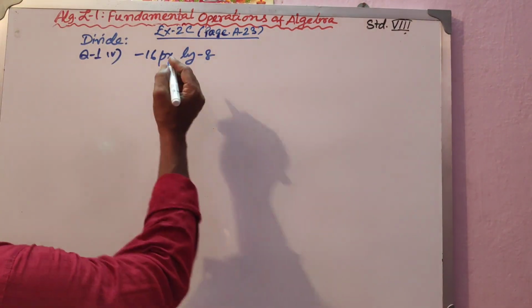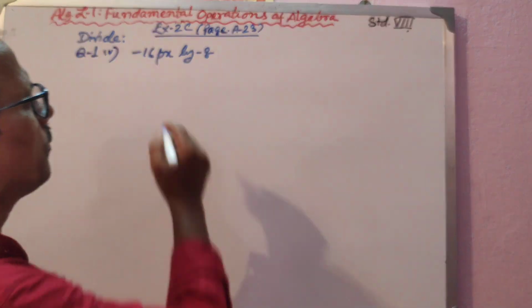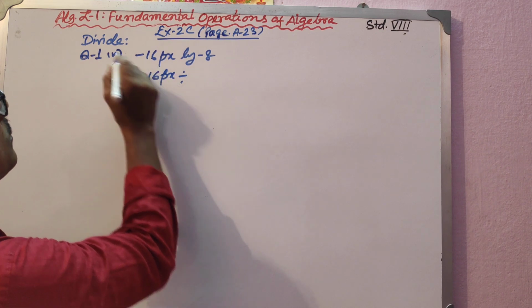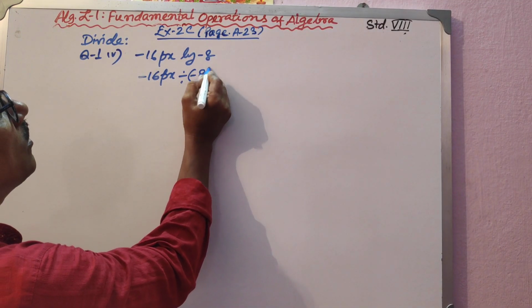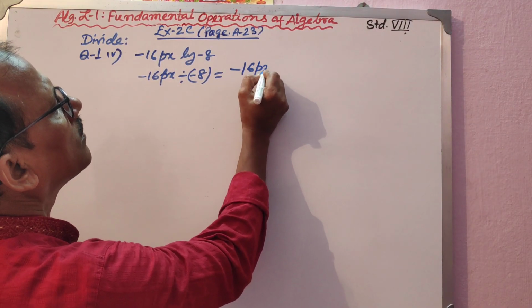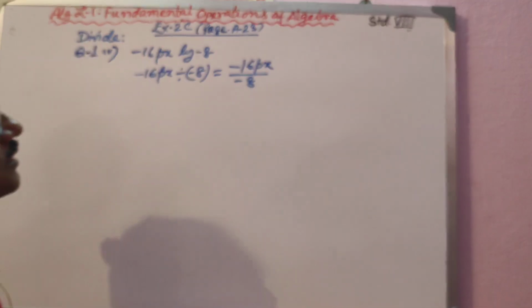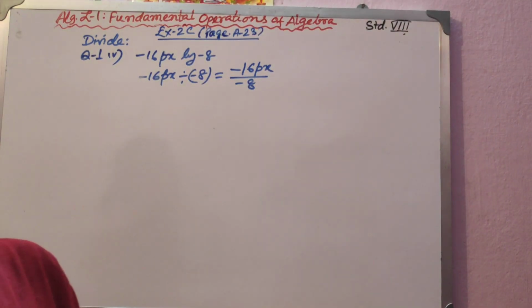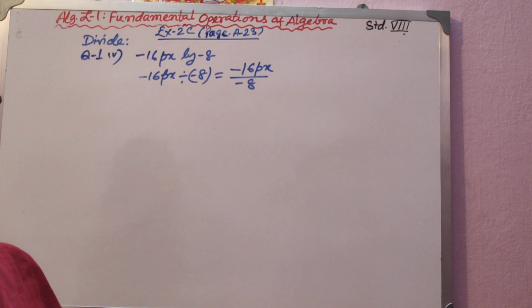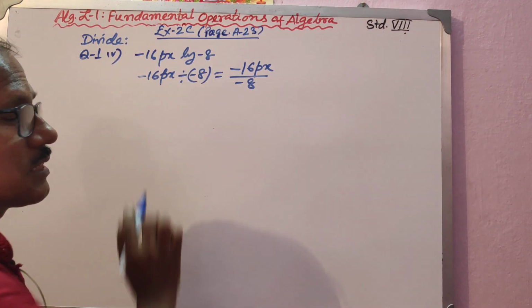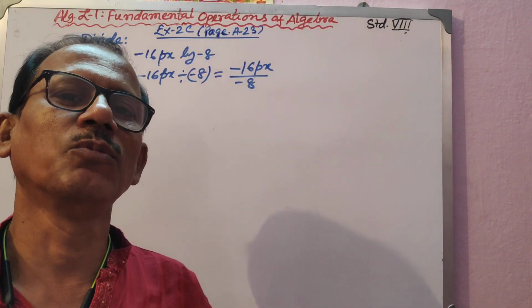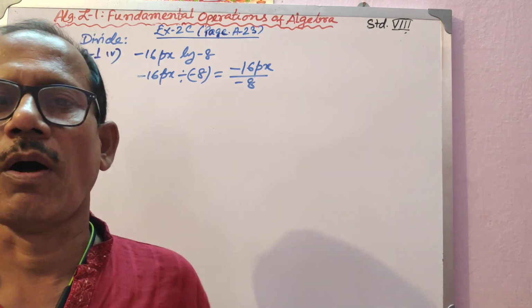There is no problem. For algebraic division, if you write it down in a fraction, that would be better. The divisor is minus 8, the dividend is minus 16 px. If you write it as a fraction and simplify the fraction, that's all. If the divisor is a monomial, whether it's a constant term or a variable term, even a variable term with 2-3 variables with powers, there is no problem.